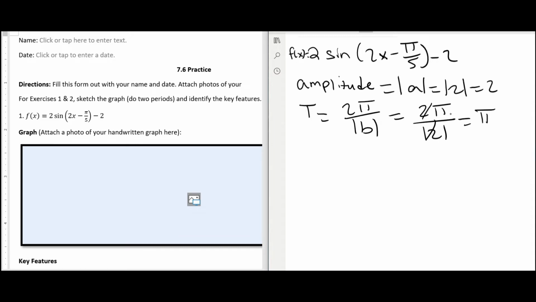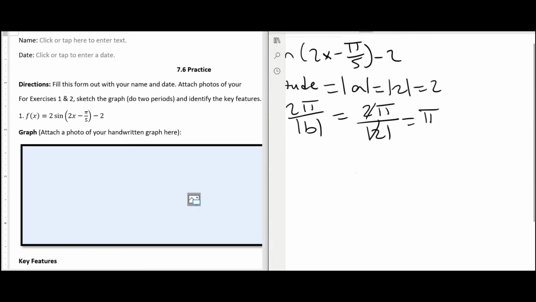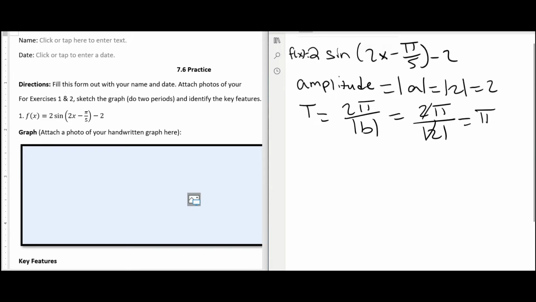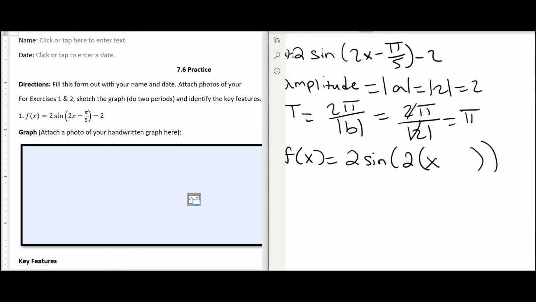All right, so next what we want to do is factor this out. You want to factor the 2 out so that you can find the phase shift, right? So let me do that over here on the bottom. If I pull the 2 out, then on the inside I'm left with x, because 2 times x is 2x, right? And then I need to take pi over 5 and divide it by 2, because that's what I'm pulling out. So pi over 5 divided by 2, well, you're going to use KCF.